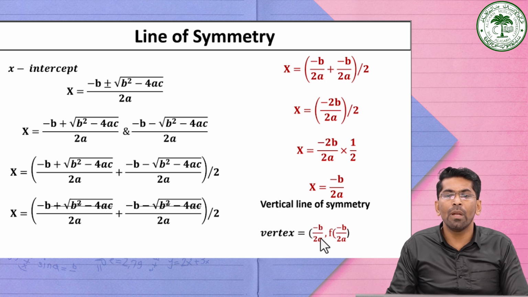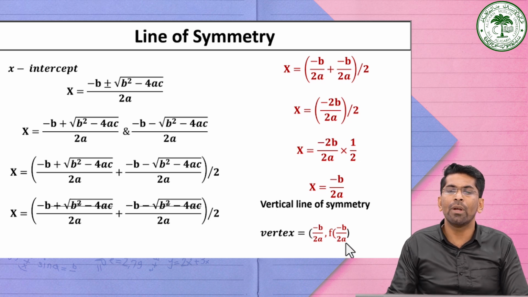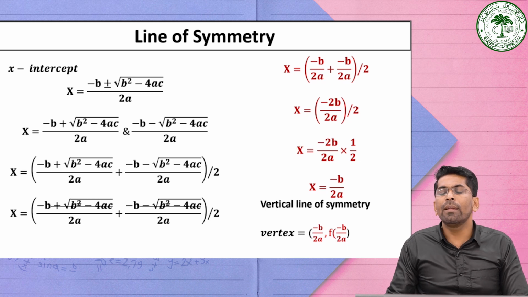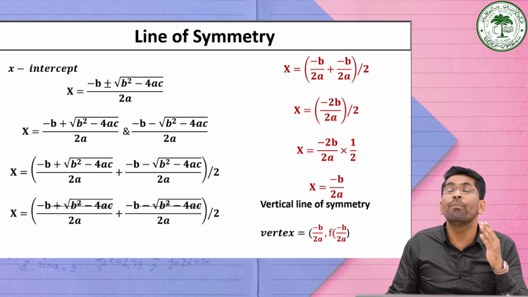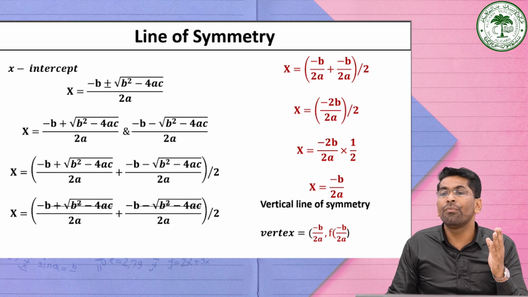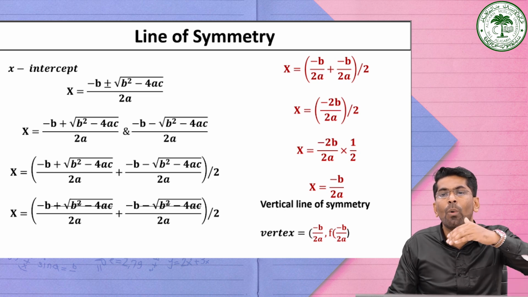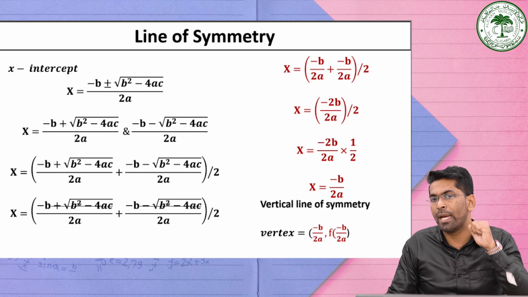So the vertex will happen at the line of symmetry, that is minus b divided by 2a. And what is the vertex value? If you substitute x equal to minus b divided by 2a in the given function, then it will be the vertex value. Understanding the vertex is important because it gives information about the turning point of the parabola.